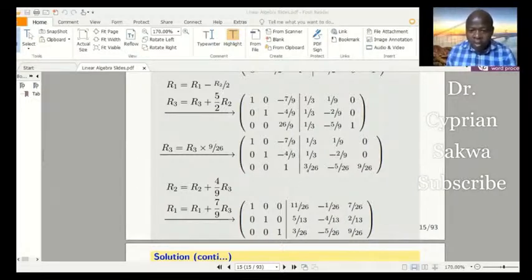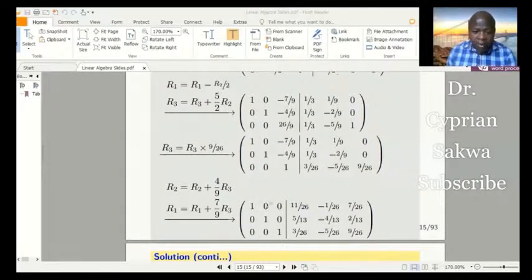I do it for the entire row. And then for me to get a 0 in this position, I'll take the element in row 1 plus 7/9 of the element in row 3. And I do it for the entire row. And that's what I wrote here. So when you do that, you achieve this matrix. That's the matrix you achieve.